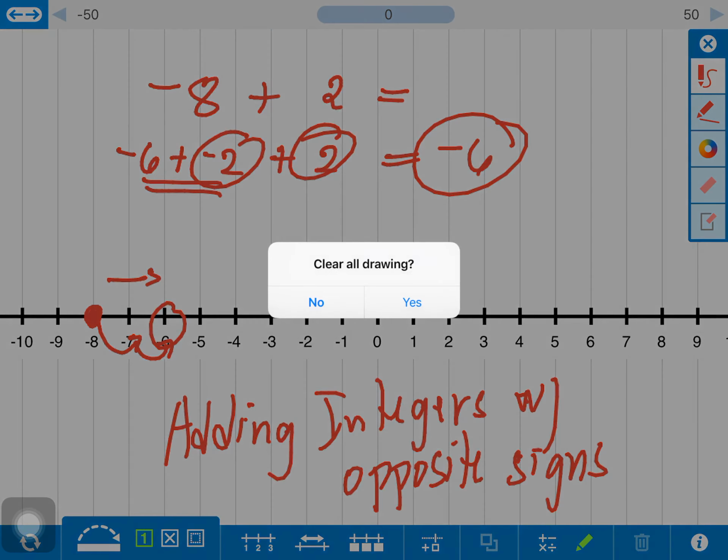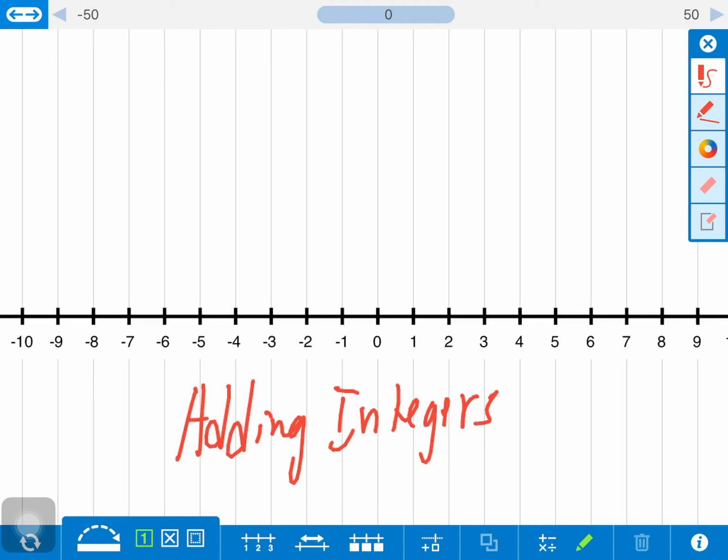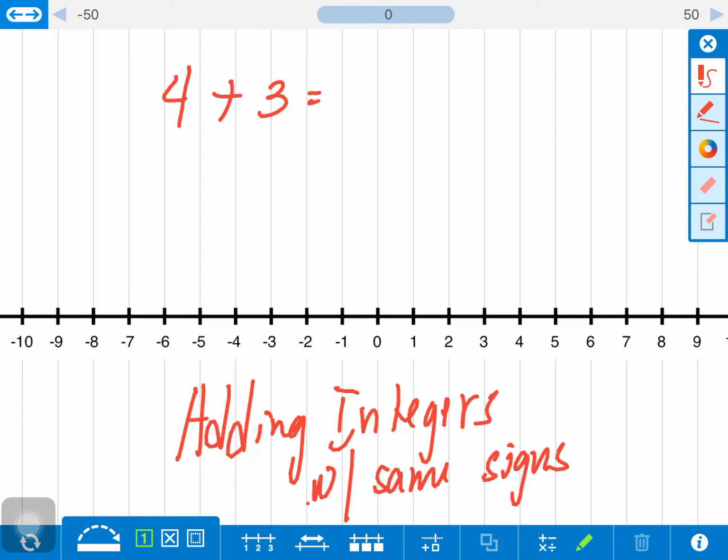Now, the easier one is, of course, when you're adding integers with same signs, and it's very, very easy. Like if you have 4 plus 3, I don't even have to show you the answer to this one. The answer is 7. We don't have to entertain the concept of opposites because we don't have any opposite sign here. So from 4, we move 3 units to the right. That's going to be 7.